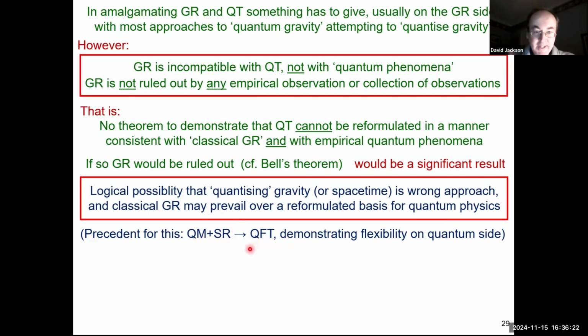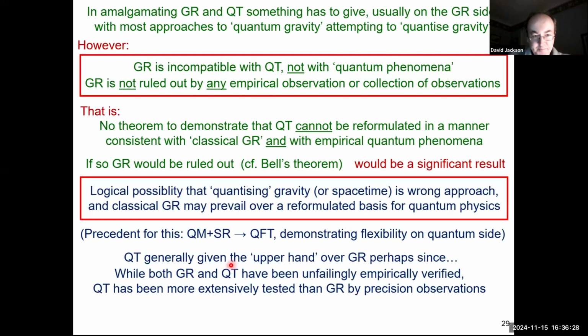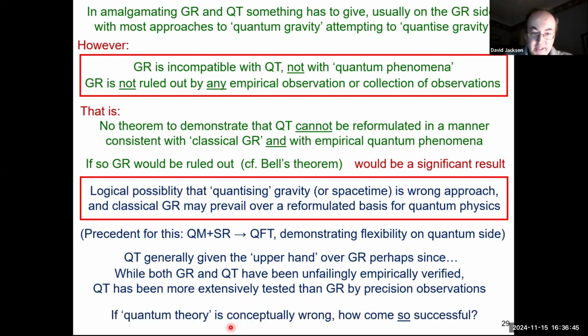So relativity kind of prevailed over quantum mechanics. So I'm asking whether the same thing could be true of general relativity. The reason why I think quantum theory is generally given the upper hand is because while they're both unfailingly empirically tested and verified, quantum theory has been more extensively tested because it's easier to test in the laboratory. So this raises the question, if quantum theory is conceptually wrong, how can it be so successful?